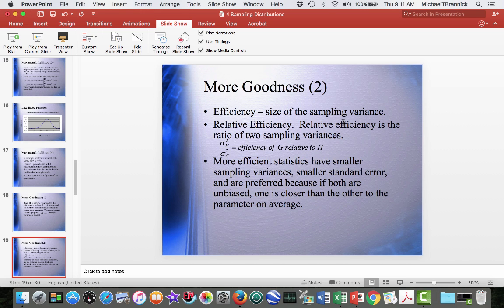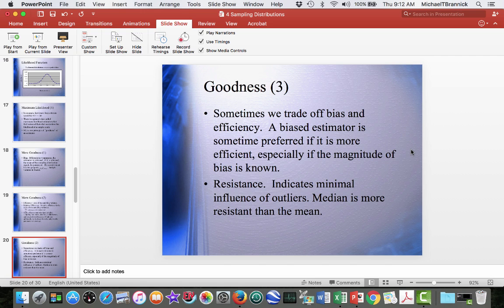and they are preferred because if two estimators are unbiased, one is going to be closer than the other to the parameter on average. Sometimes we trade off bias and efficiency. A biased estimator might be preferred if it's more efficient, especially if the magnitude of the bias is known or small. Resistance is a property of a statistic that indicates minimal influence of outliers. So the median is more resistant than the mean because it's less influenced by outliers. All right, so those are some properties of the goodness of estimators that statisticians talk about when they're trying to decide what we should use.